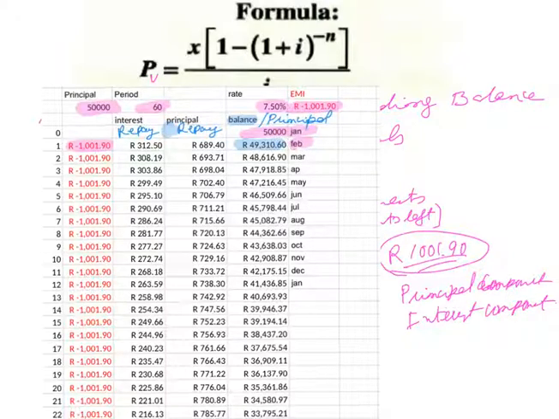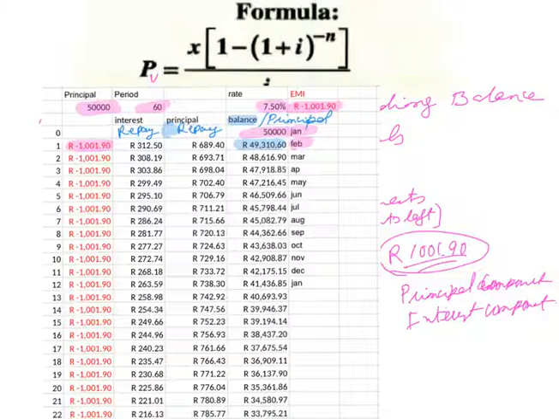So my balance is not reduced by 1,001 rands. This I have calculated using a spreadsheet. The 50,000 is not reducing by 1,000 rands. You can see here it is only reducing by 689 rands. If I add these two amounts, I will get 1,001.90. Why is this? Because the bank is applying an interest of 312.50.